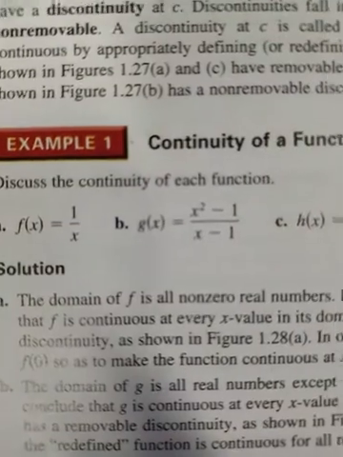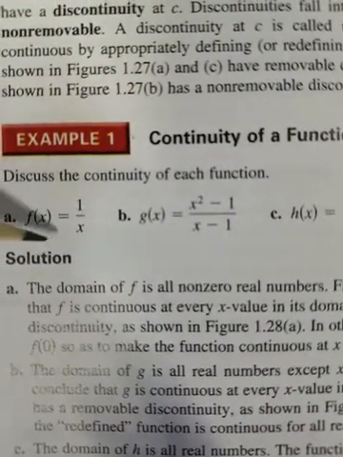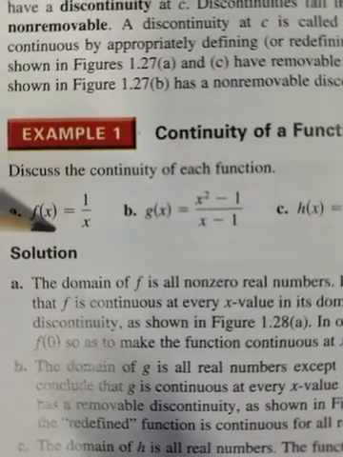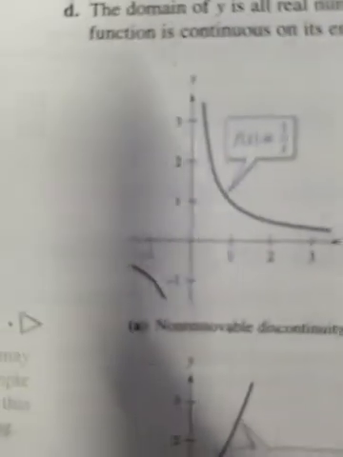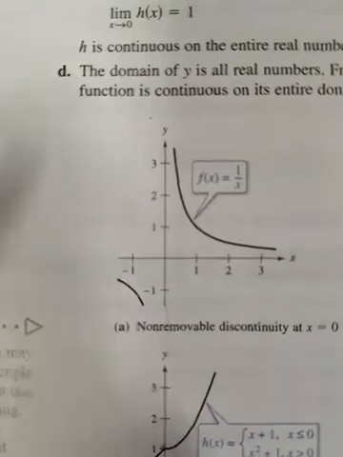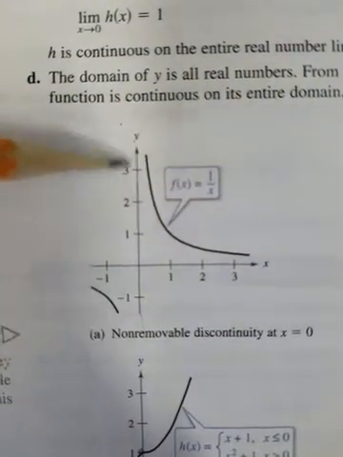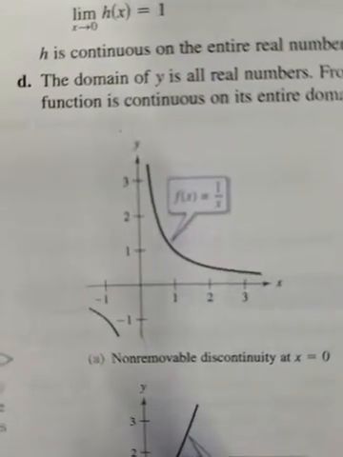See, for this problem right here, x can never be 0 in the denominator. If x can never be 0, that's not in my domain. That's a vertical asymptote there. My graph is discontinuous at x equals 0. So let's take a look at that graph. Okay, so right here is the equation. It has a vertical asymptote at x equals 0, and that's where it's discontinuous.